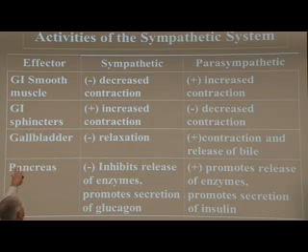Exactly, yeah. So GI sphincters. Sphincters are what close openings. So you have a sphincter at the top of your esophagus, at the bottom of your esophagus, at the exit of your stomach, at the entrance of the small intestine into the large intestine, and then at the other end of the large intestine at your anus.